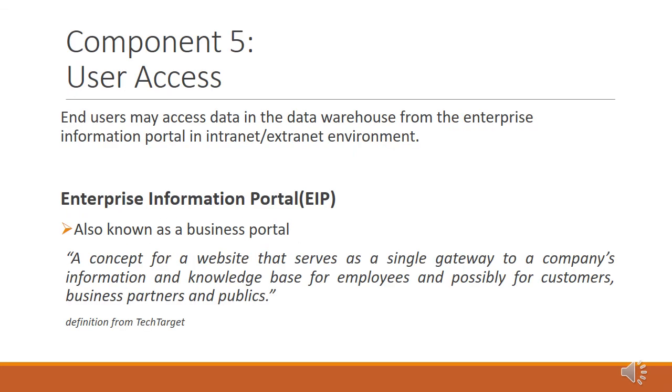The final stage of the framework is user access, where users can access the data stored in the data warehouse from their information portal. End users may access data in the data warehouse from the enterprise information portal in an intranet or extranet environment. What is an enterprise information portal? It is also known as a business portal, but the right way to describe an EIP is a concept for a website that serves as a single gateway to a company's information and knowledge base for employees and possibly for customers, business partners, and the public.